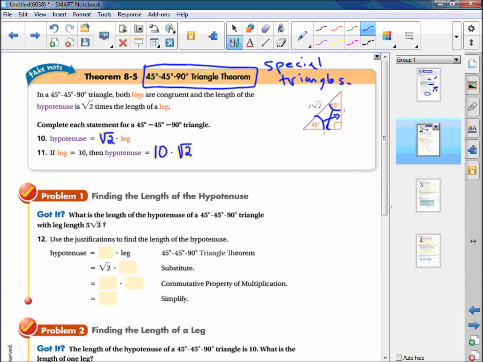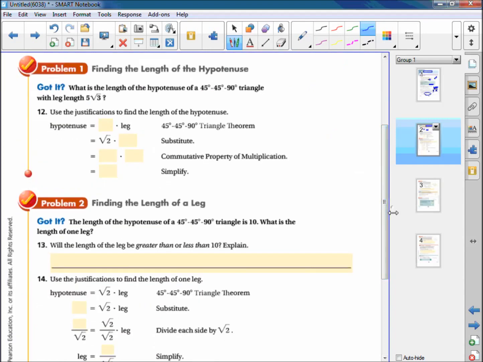Finding the length of the hypotenuse, problem number 1. What is the length of the hypotenuse of a 45-45-90 triangle that has a leg length of 5 root 3? One more time, for a 45-45-90 triangle, we just need to memorize it. The hypotenuse is always going to be equal to the leg times the square root of 2. That's it. And that's from our theorem, the 45-45-90 triangle theorem, one of our special triangles.